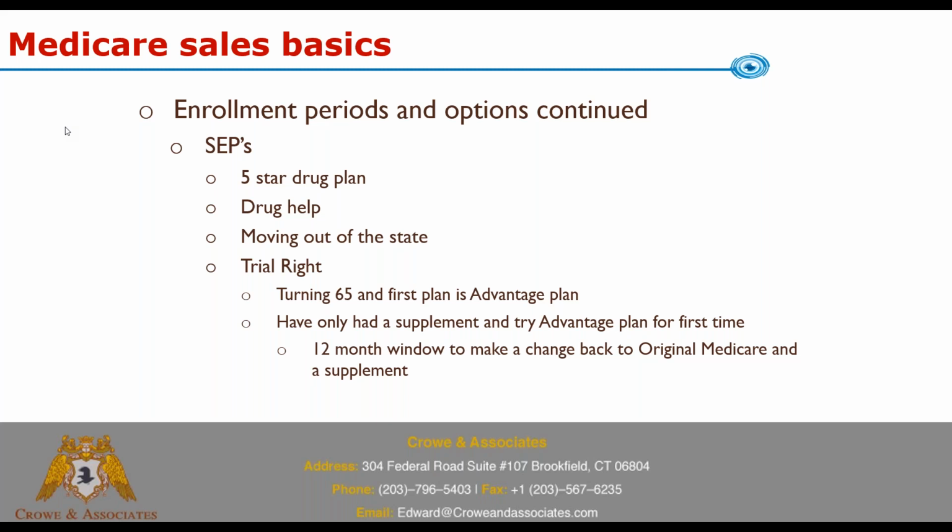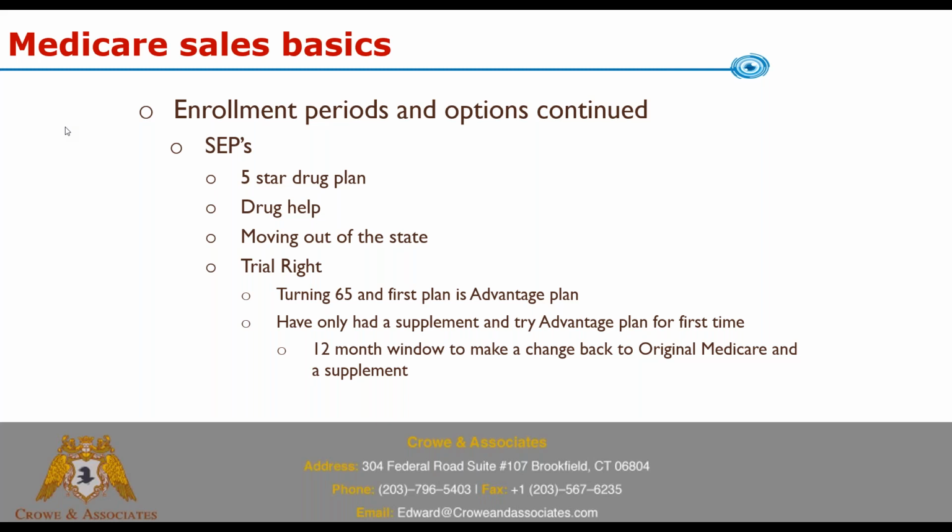The other trial right to keep in mind, and this one comes in really handy, is let's say it's somebody who's never been on anything but a supplement since they turned 65, and they want to try an Advantage for the first time. If it's their first time trying an Advantage plan, once they enroll in it, they then have a 12-month trial right, meaning at any time during the next 12 months, first of any month, they don't like that Advantage plan, they can switch out of it back to original Medicare, a supplement, and drug plan.